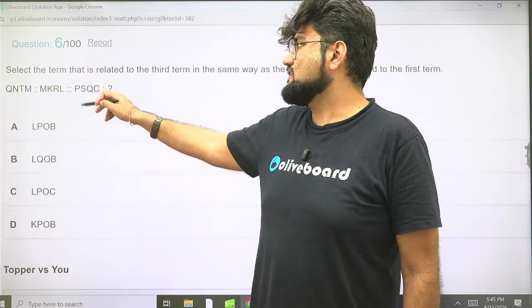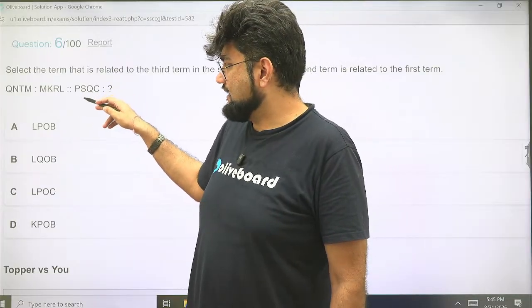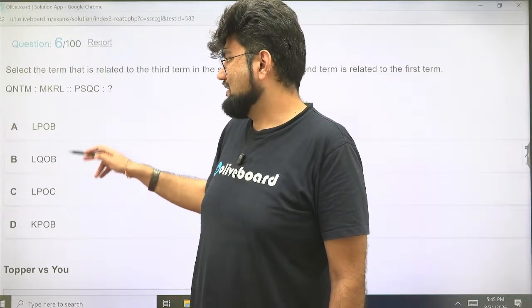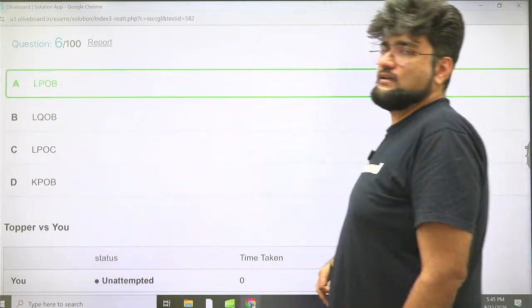So 16 minus 4 is 12. So D is gone. 19 minus 3 is 16. So now A and C are left. Third one is O only. Now C minus 1. 3 minus 1 is 2. So LPOB is the correct answer.